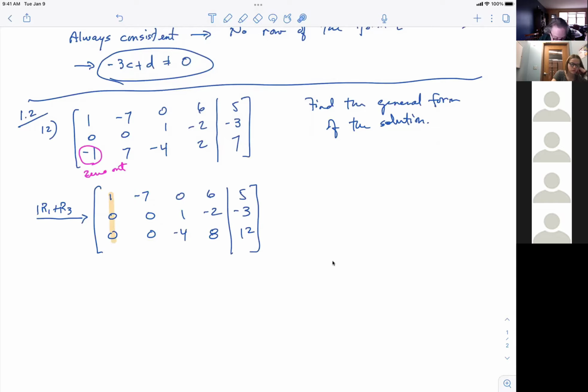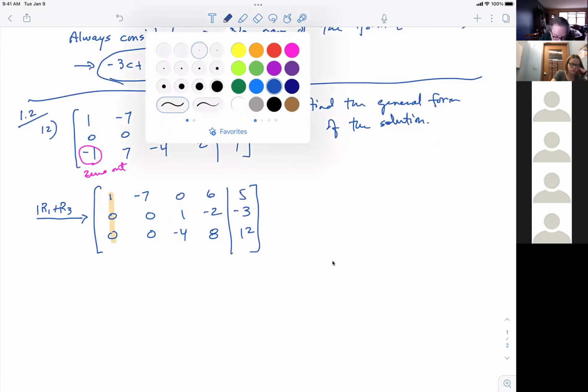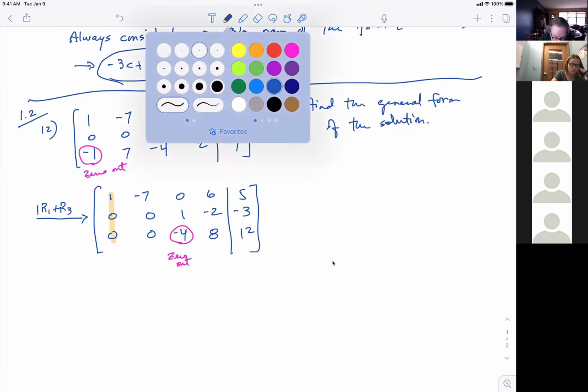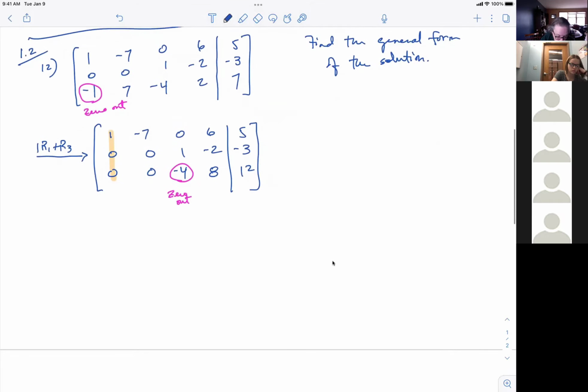All right, so at this point, I've got my leading entry here, and I need to zero out below it. Same thing as we did earlier. I want to zero out that guy. So to do that, I need to do another row operation. So what row operation do I do at this point? And again, before we go to that, I'm not changing rows 1 or 2, so I just rewrite those.